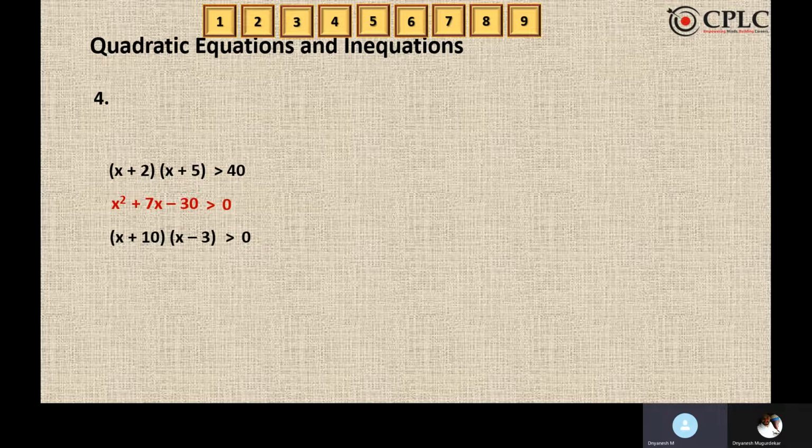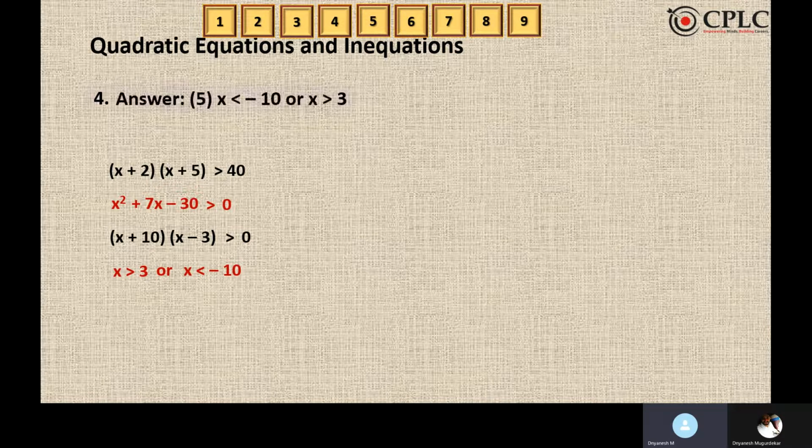And if you look at the sign of the inequation, it is greater than. If you remember the idea, greater than, you have to go beyond the range. So x is less than minus 10 or x is greater than plus 3. These are my values of x that will satisfy this inequation, which gives you answer option 5.